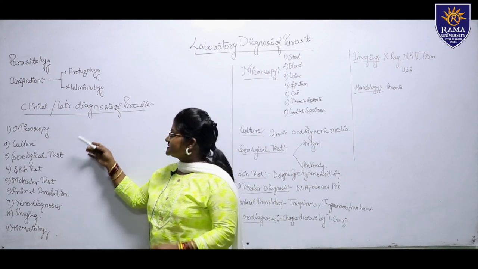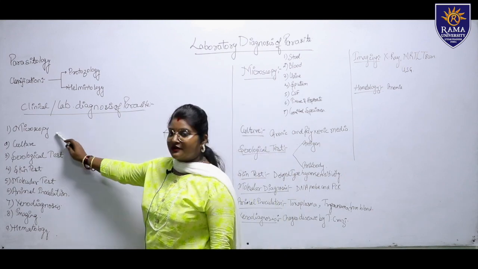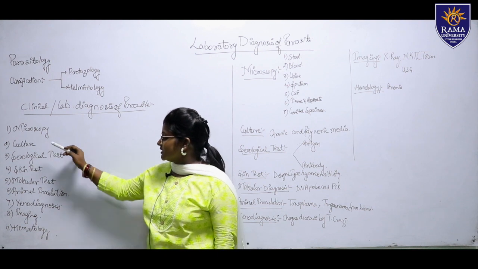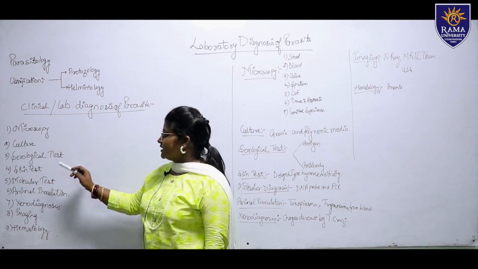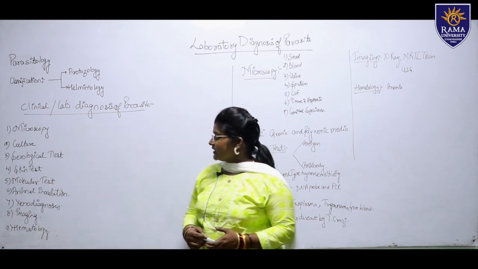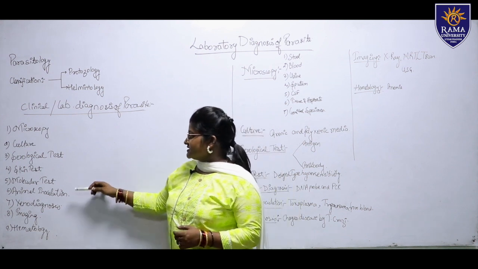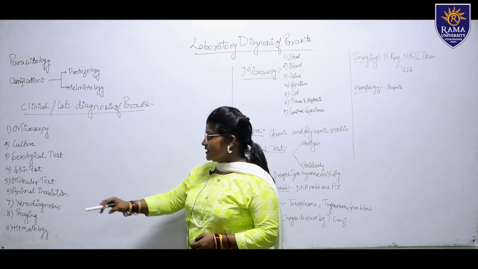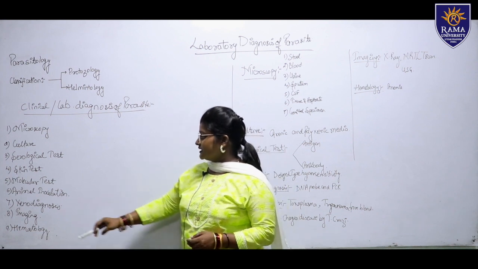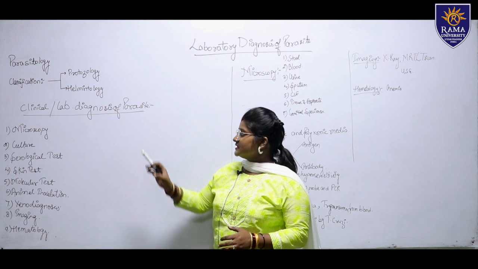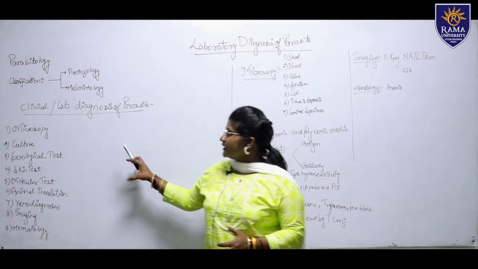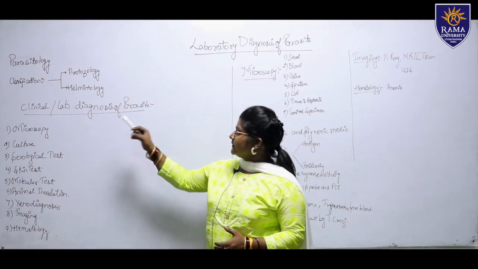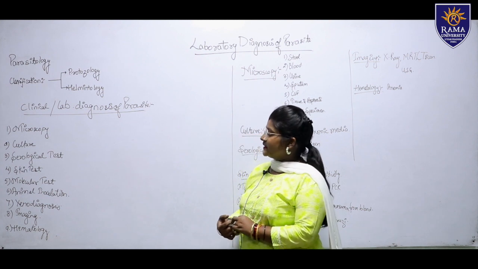So let's start with this. Number one is microscopy, number two is culture, number three is serological test, number four is skin test, number five is molecular test, number six is animal inoculation, number seven is xenodiagnosis, number eight is imaging, and number nine is hematology. So this is in short the lab diagnosis or clinical diagnosis of parasites.